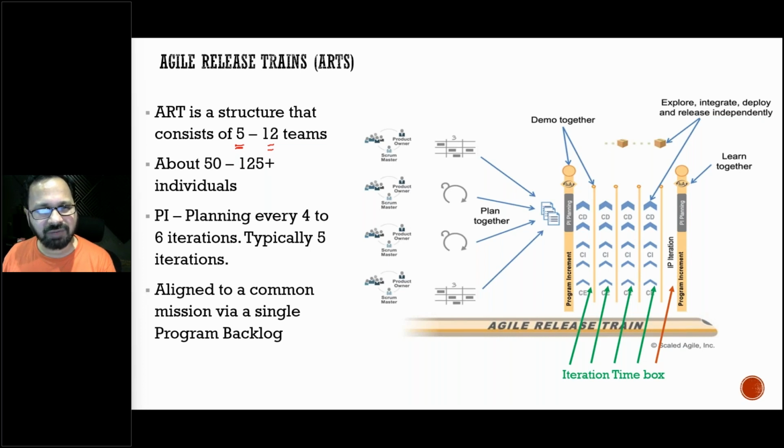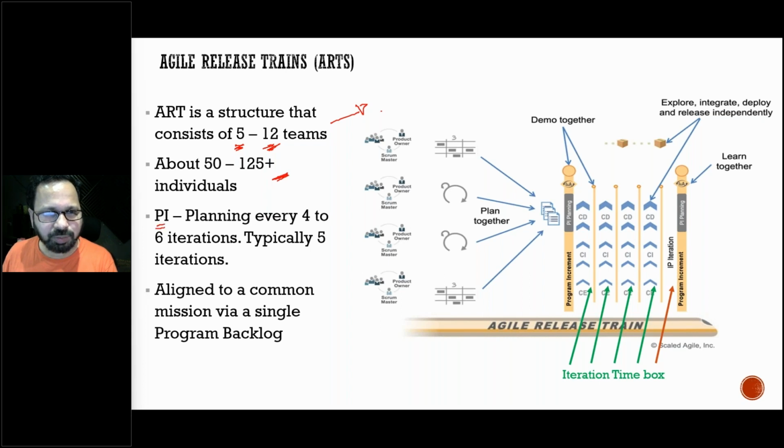So at least if you have about 5 teams to 12 teams, it is a good value for money proposition to implement SAFe, and about 50 to 125 individuals, right? Okay, so in a train there could be about 50 to 125 individuals, and beyond that we will have to have another train. I'll talk about that a little later by the end of this webinar.